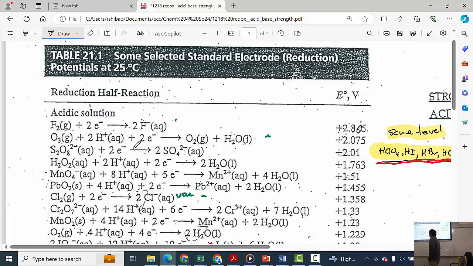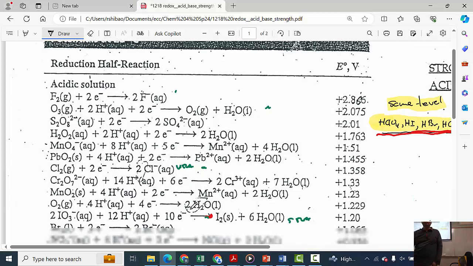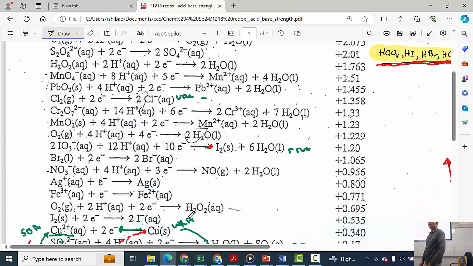The other thing to be aware of is acid base is only 1 proton at a time. In redox, we could have 2 electrons, 2 electrons, and then 5 electrons. 2 electrons, 6 electrons, 2 electrons, 4 electrons. There is a pattern there, but it's a bit trickier to see. 10 electrons, 2 electrons, 3 electrons, 1 electron, 2 electrons.